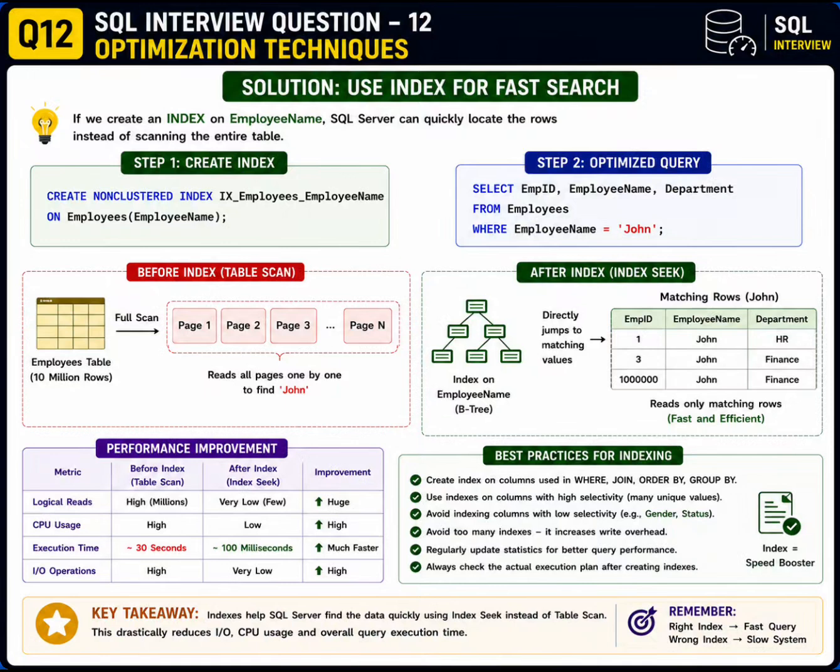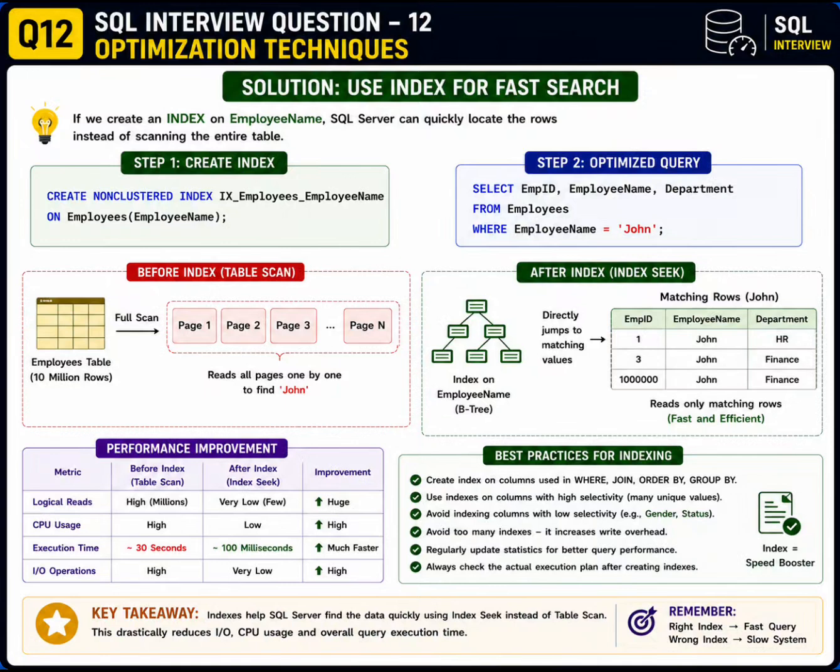For best practices for indexing, create indexes on columns frequently used in where clauses, joins, order by, and group by. Avoid gender, status, and other low cardinality columns because they don't help much. Don't create too many indexes. Every insert, update and delete must maintain those indexes, so too many indexes can also slow down writes.